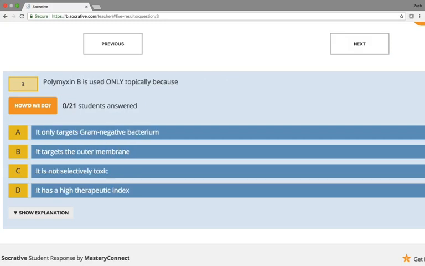All right. Well, number 3, polymyxin B, only used topically. In other words, on the outside. Because why? It only targets gram-negative. It targets the outer membrane. It is not selectively toxic, or it has a high therapeutic index. There's a lot of terminology in this one.